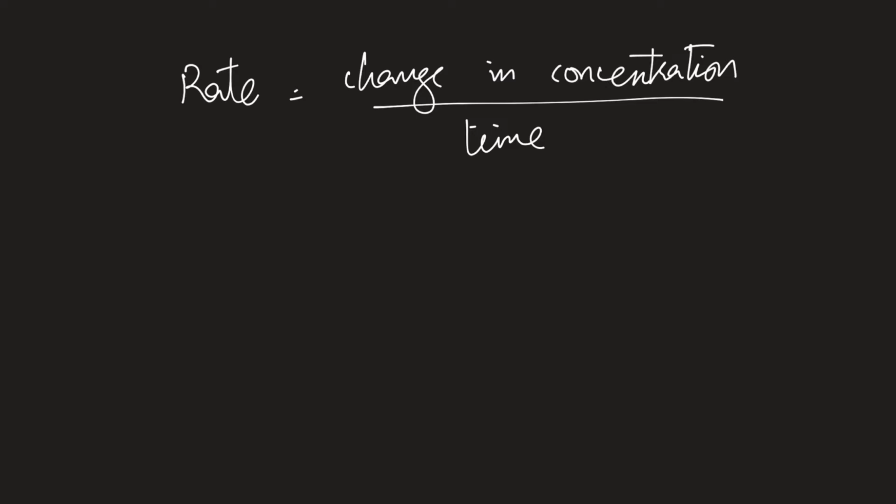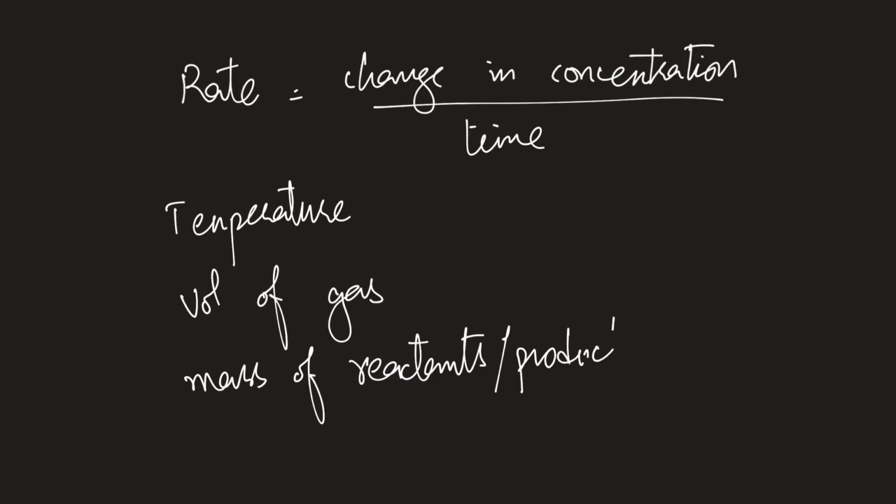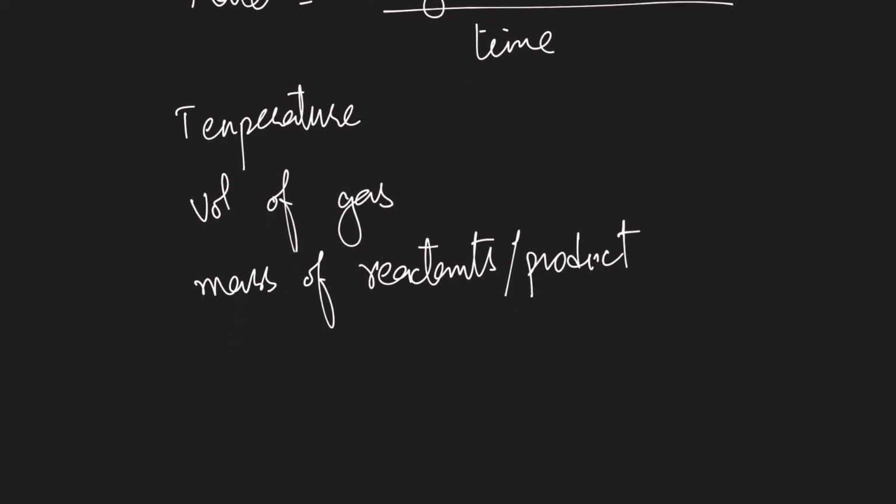So these factors, the things that keep on changing during a reaction, could be temperature, volume of a gas produced, mass of reactants or the product, of course. The only way in which mass will change is if a gas was produced and allowed to go out. So that's an important idea. Then, of course, there's concentration. There's also pH that may change. So basically, anything that changes during a reaction can be used to figure out the rate of reaction.